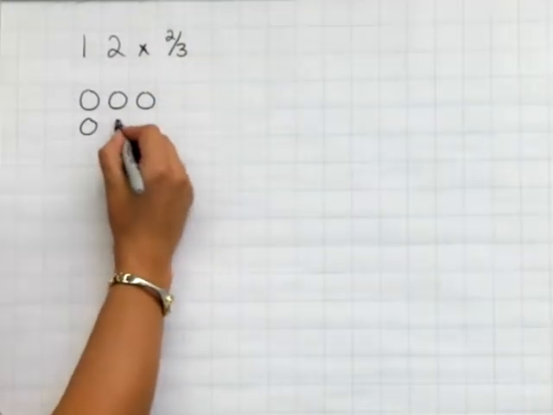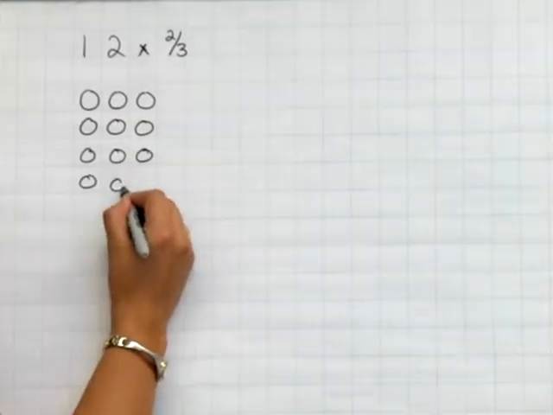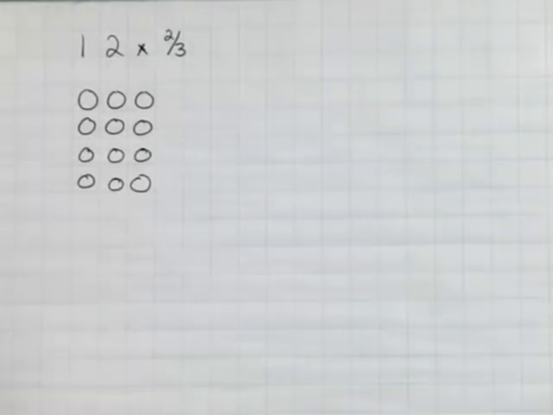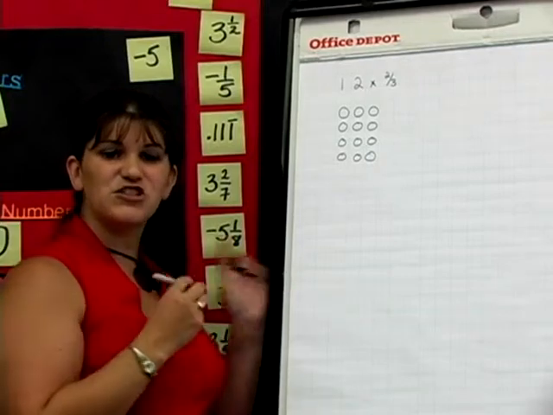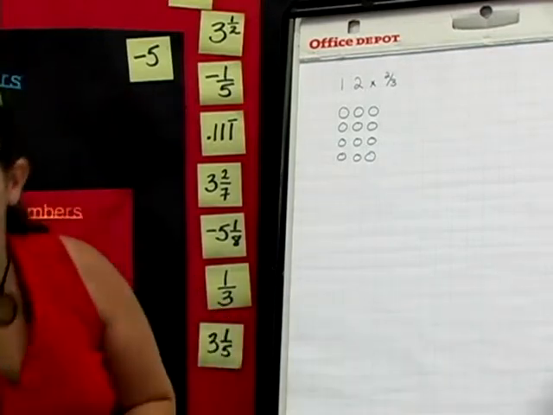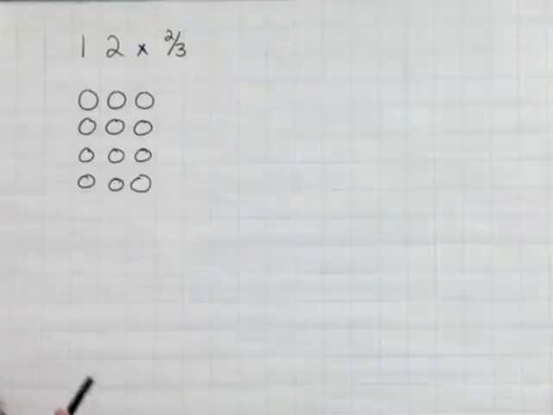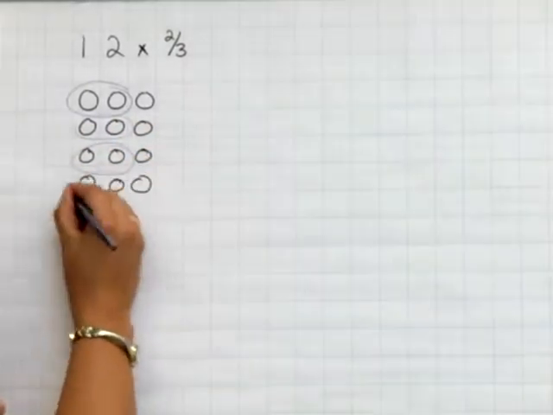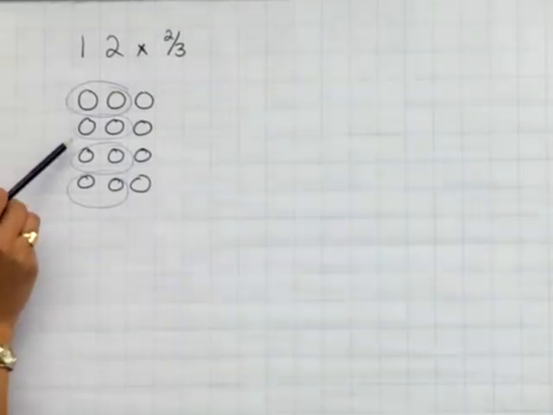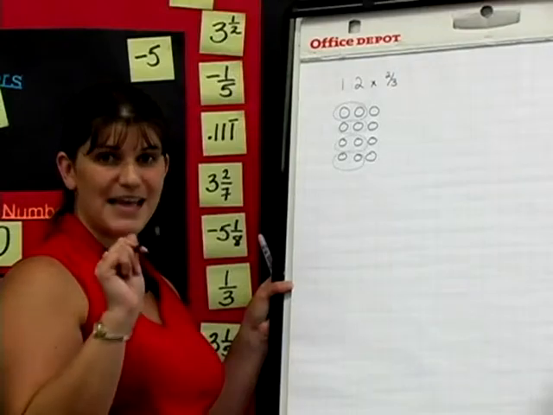I need a total of 12, and I want them grouped into thirds. So I'm going to draw 12 circles up here. And you can see that I have them grouped into threes or thirds. Now, to find 2/3, I'm going to circle 2 out of every 3 circles. So there's 2 out of 3, there's 2 out of 3. And you can see I have 2, 4, 6, 8. So 12 times 2/3 equals 8.